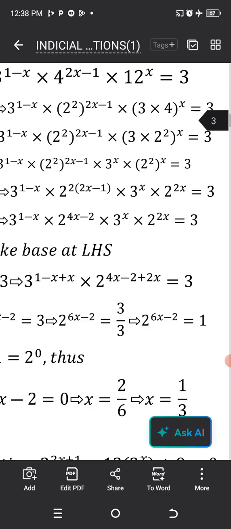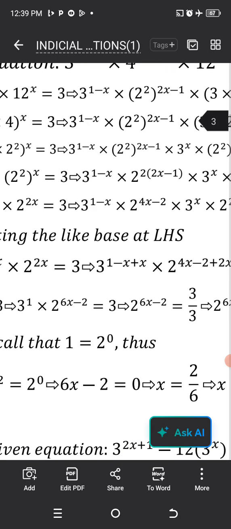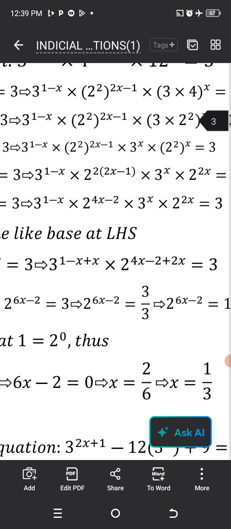So that is why 3 raised to power x has been removed from that parenthesis. Now it's multiplying what? Inside the parenthesis, 2 raised to power 2, all raised to power x, equals 3. So here in the next line we have 3 raised to power 1 minus x. You see that I'm not touching that now.